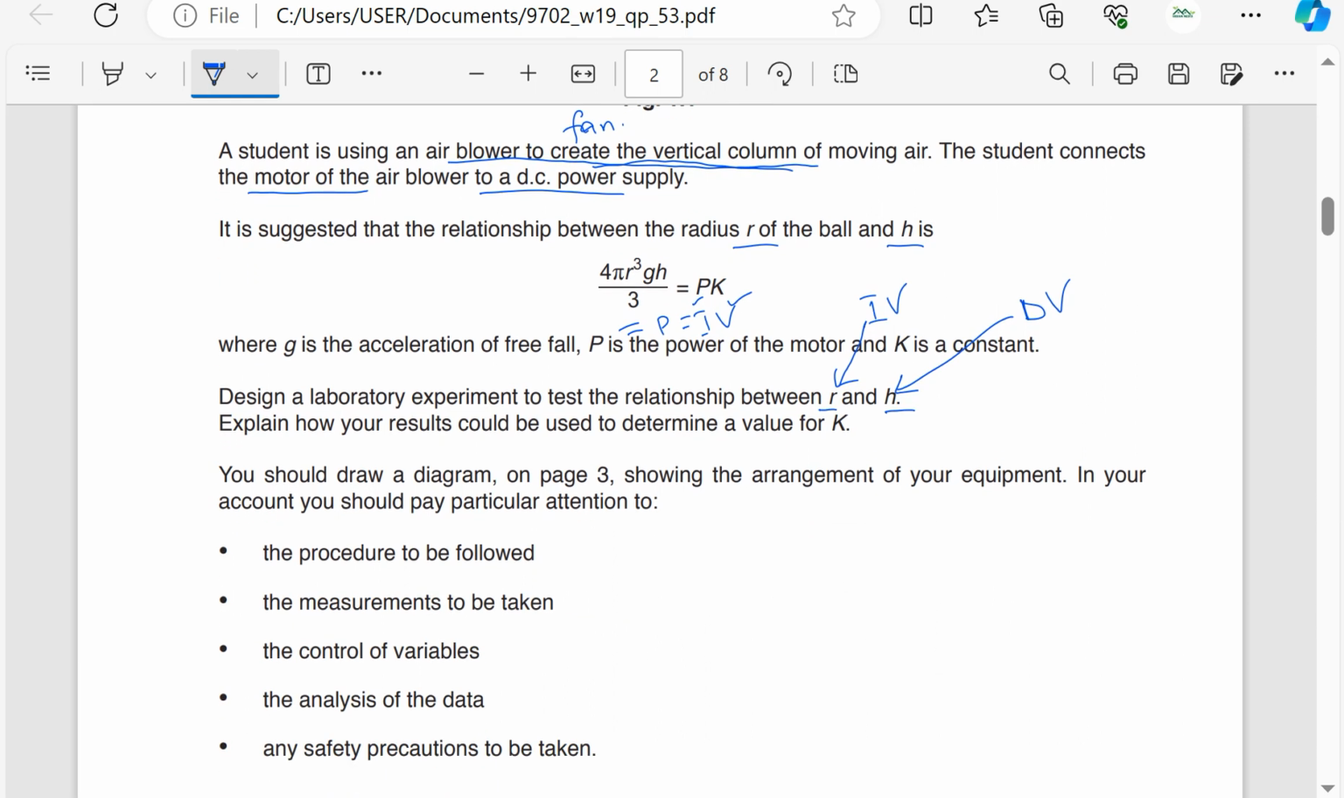So of course, I'm going to design an experiment to test the relationship between r and h. And I'll use the experiment to determine the value of k. So before I go any further, I've already identified the independent variable and the dependent variable, and I'm going to keep the power constant. So the power is going to be the control variable.